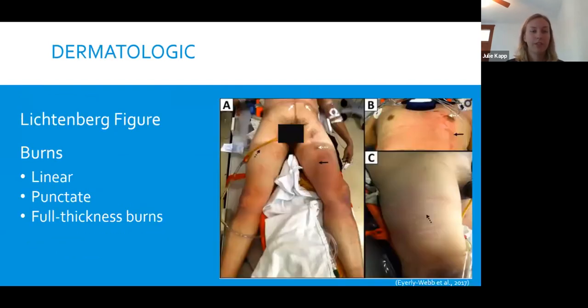So the next group of injuries is dermatologic. So I got this image from a case study I found that was published of a couple that was simultaneously struck by lightning in Florida. So the first finding I'll talk about is the Lichtenberg figures. And these are the feathering patterns you can see. You can really see it in image C.